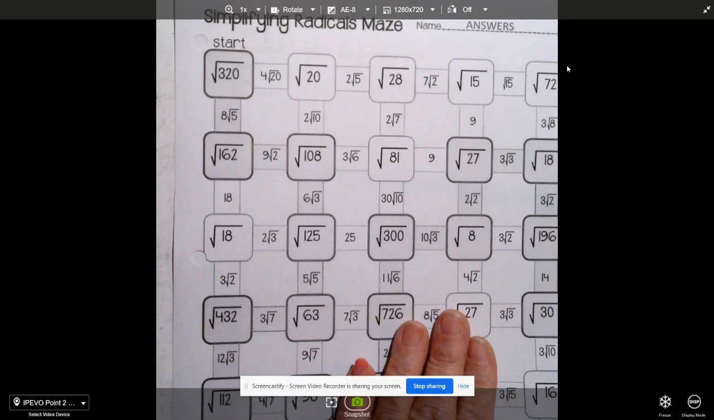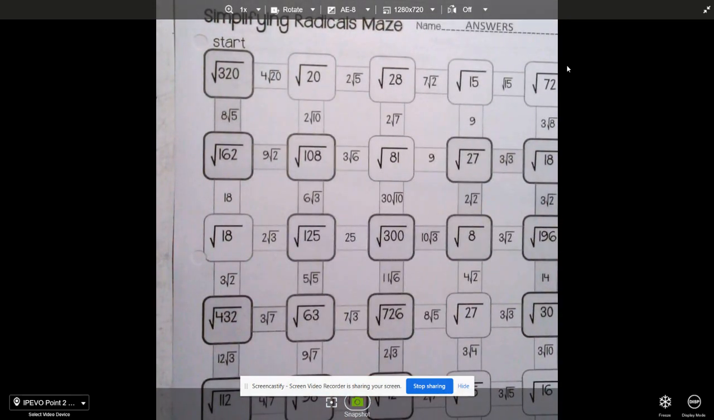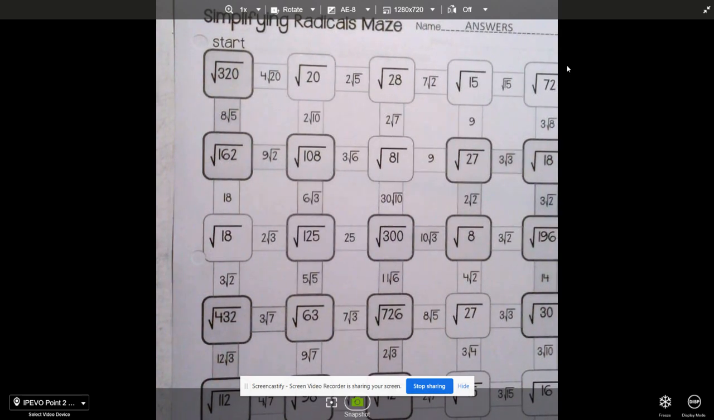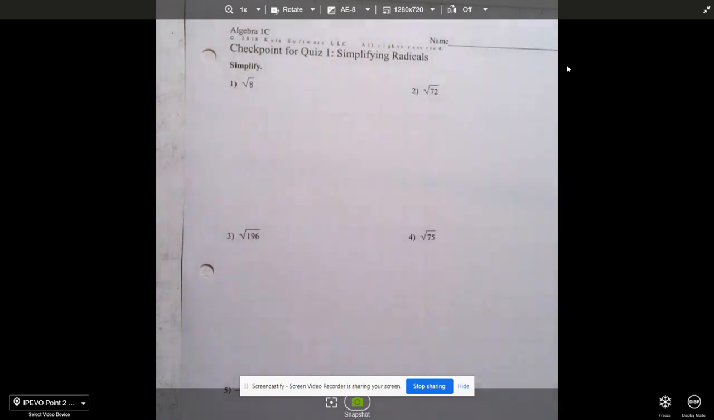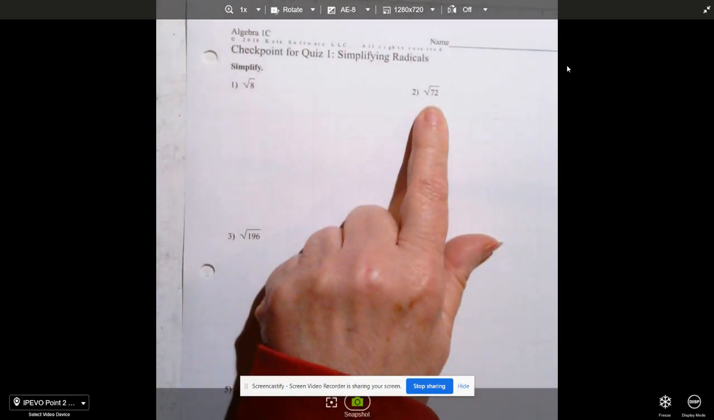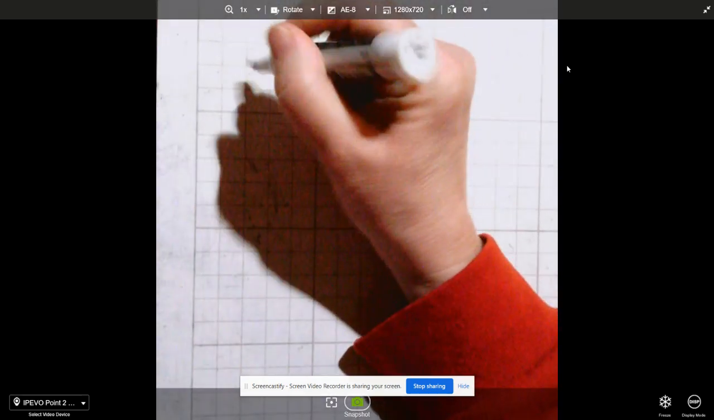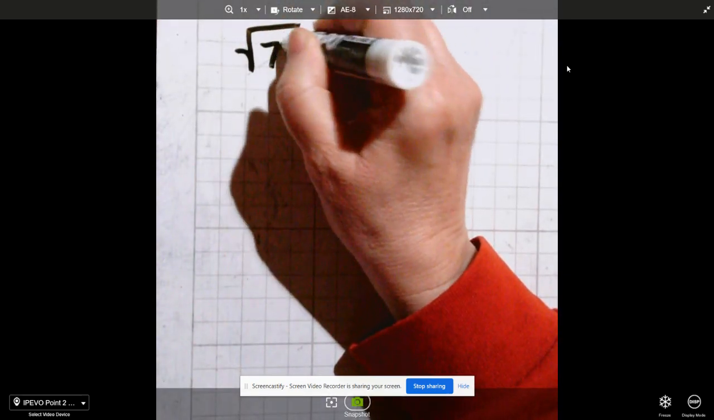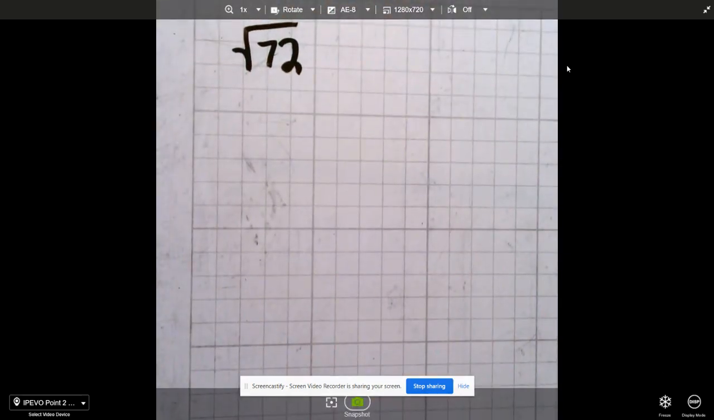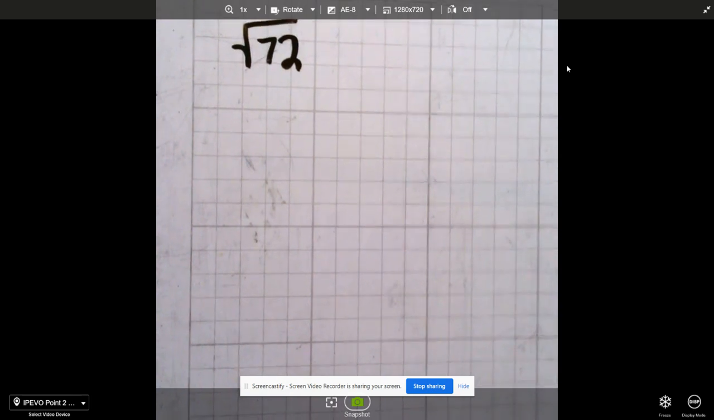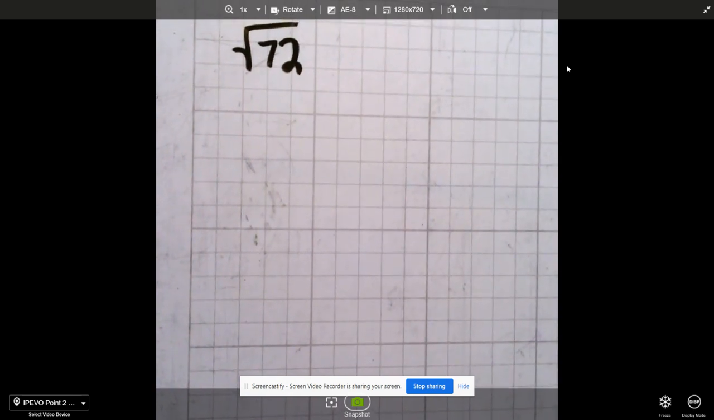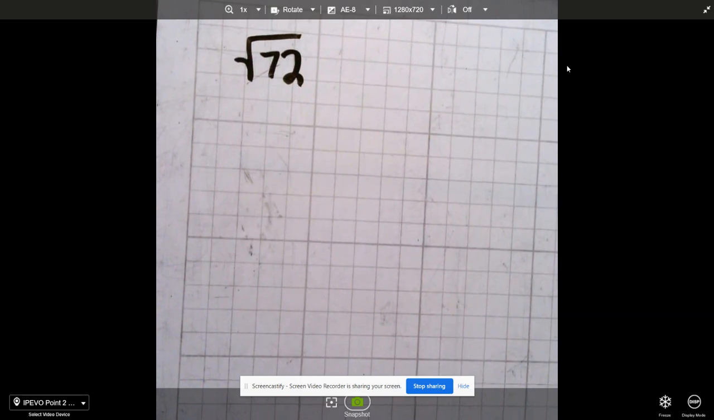So I'm going to go through a couple of these and show you how to simplify radicals. This one here, if you just want to pick and choose a few just to make sure you understand how to simplify a radical, go ahead. But you don't necessarily need to do all of these. All right, so I'm going to do number 2, the square root of 72. Now, there's two different ways that you can simplify a radical. You can simplify it by using the perfect square method, or you can simplify it using the birthday cake method. I will show you both, and you can decide which you prefer.